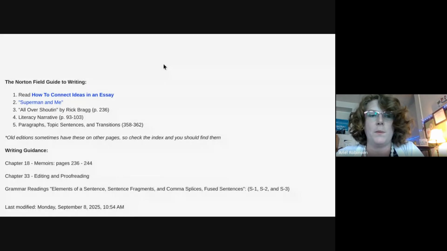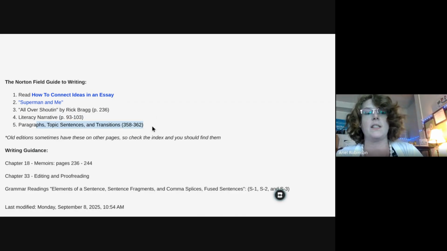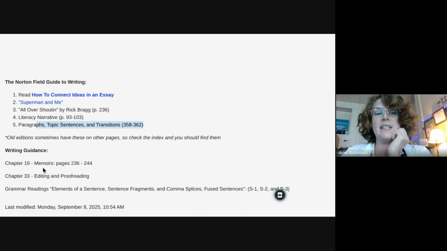And so in readings for week 3, you've got how to connect ideas in an essay, a piece that I want you to read to help you with your development. Superman and Me, which has a writing workshop attached to it. And then you've got some pieces that talk about the qualities of a literacy narrative, paragraphs, topic sentences, and transitions. And then I do have some writing guidance here. These are going to be elements on a sentence level or on a proofreading level that might provide some extra guidelines for you.